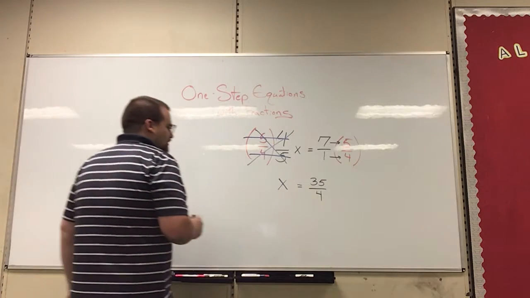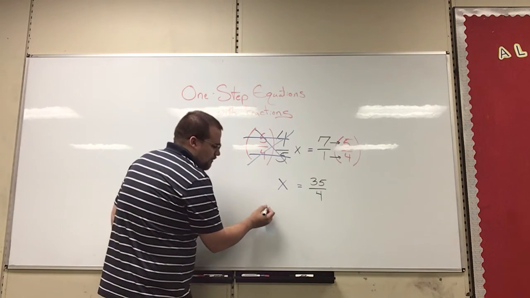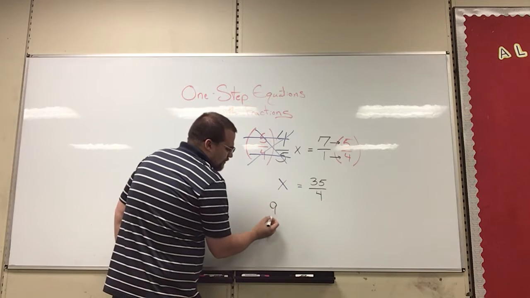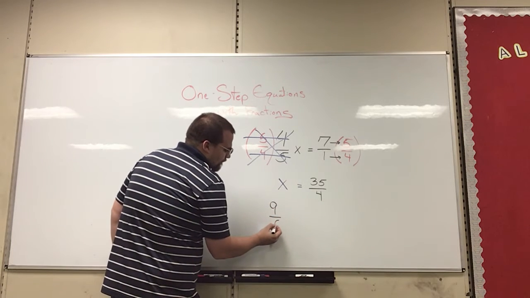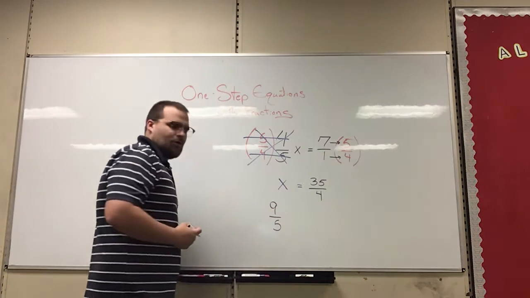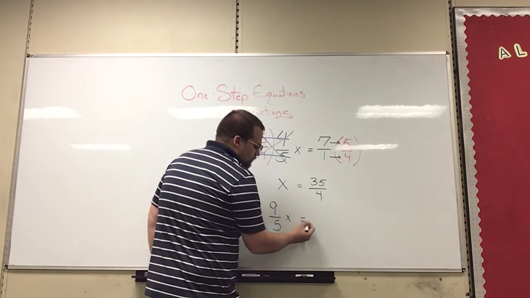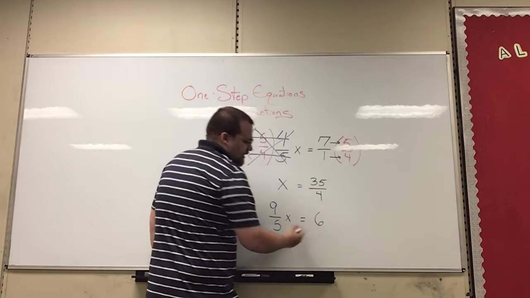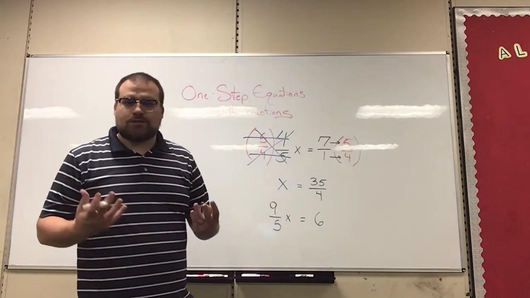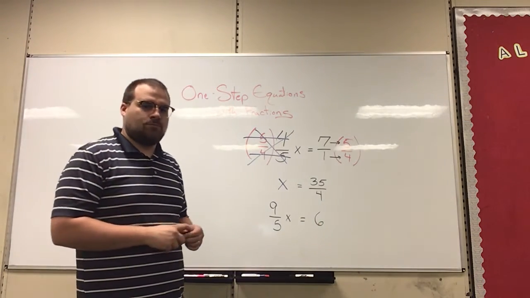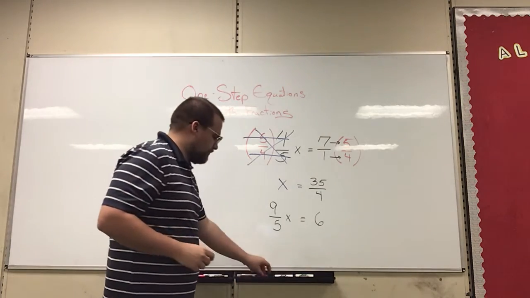Let's say we have something like 9 over 5. There's our fraction. 9 over 5 x equals 6. Well, let's think. How would we solve that? That's all there is to it.